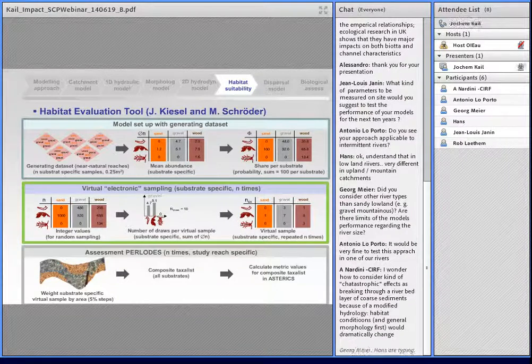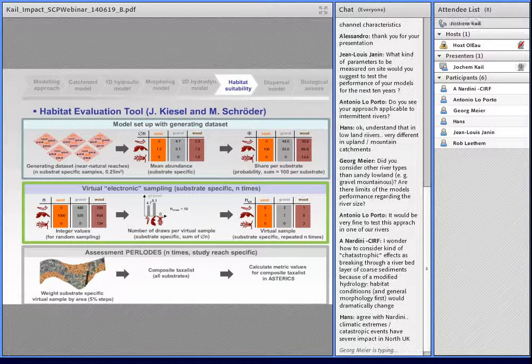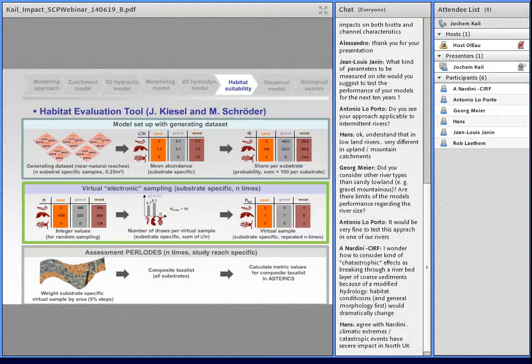Yes, actually, the question of Antonio Loporto would be fine to test this approach in one of your rivers. This would be great. We still have some investigations running in the Quatera, which is this intermittent river in Portugal, and hopefully we will have some results by the end of this year. But it's difficult to do this without the funding, which has ended.